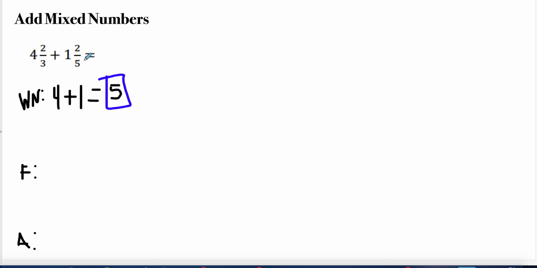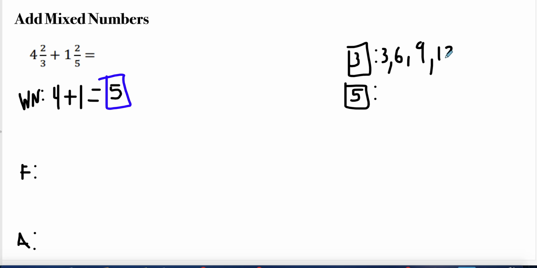So I'm going to skip count by 3 and 5 to find a common denominator. So I'm going to go 3, 6, 9, 12, 15, 18. All right, 5, 10, 15. So we already found a common denominator, which is 15.